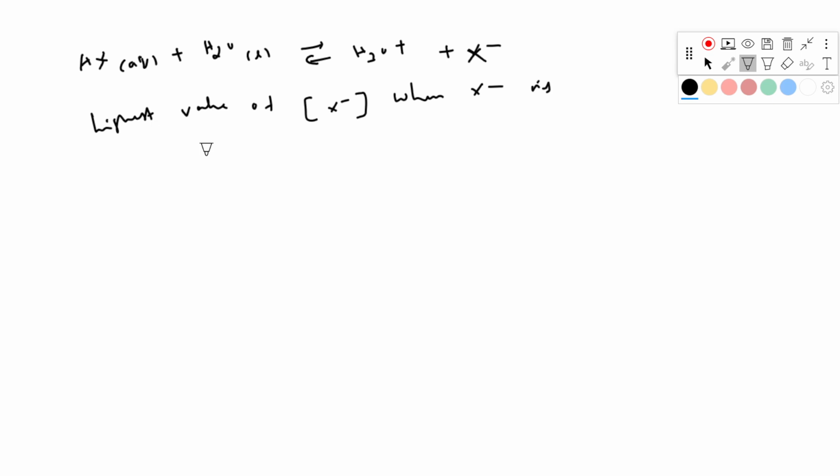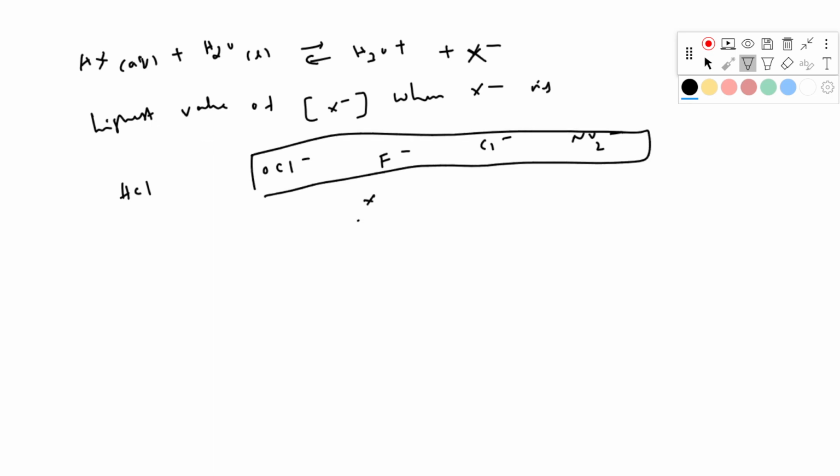Here in the options, HCl is there. Among all 4 options, I will tell you what the options are. The first option is OCl-, second option is F-, third option is Cl-, fourth option is NO2-. So these are the X values given in the options.